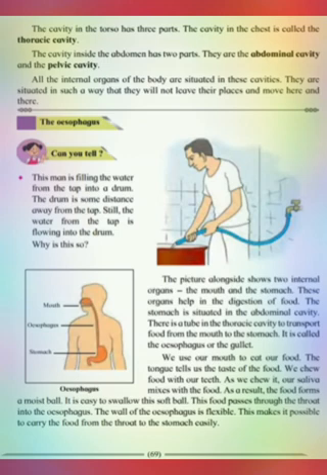As we chew it, our saliva mixes with the food. As a result, the food forms a moist ball. It is easy to swallow this soft ball. This food passes through the throat into the esophagus. The wall of the esophagus is flexible. This makes it possible to carry the food from the throat to the stomach easily.